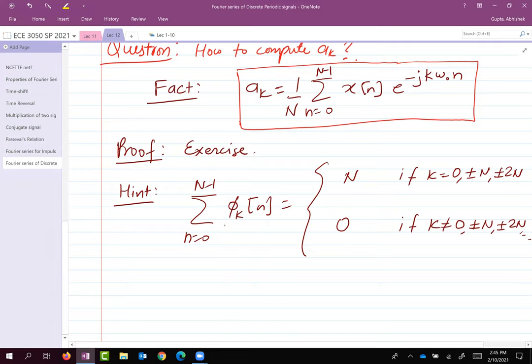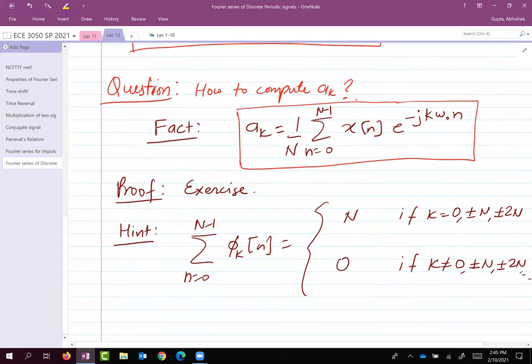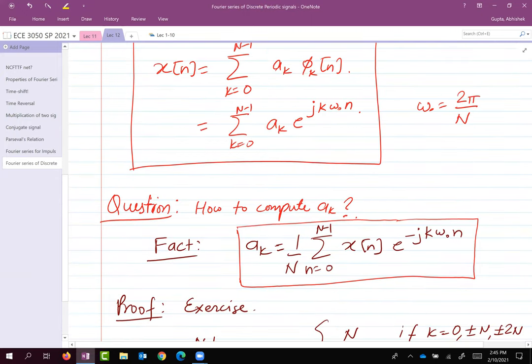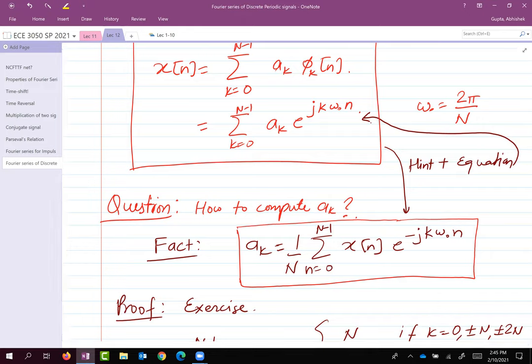So it turns out that the summation of phi k of n would be equal to 0 if k is not equal to 0, or not equal to plus N or minus N, or not equal to plus 2N or minus 2N, and so on and so forth. So you use the hint and that equation to show that a k is given by this particular expression: 1 over N times the summation of x of n e raised to minus j k omega naught n.